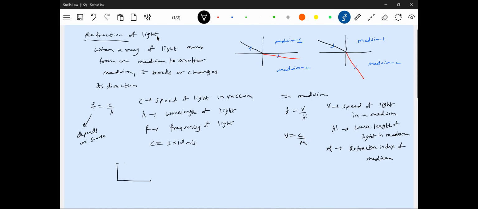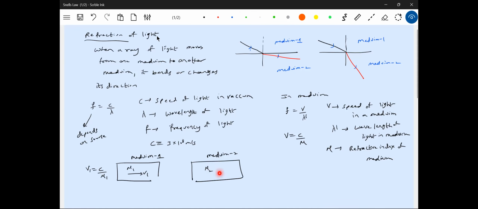Now let's do one thing. Let's take a medium 1, with refractive index mu1. The light will propagate with a speed v1. What is the equation we can write? v1 equals c by mu1. Next, let me go for the other medium, medium 2. The refractive index of this medium, let it be mu2. Here, the light will propagate with a speed v2, where v2 equals c by mu2.